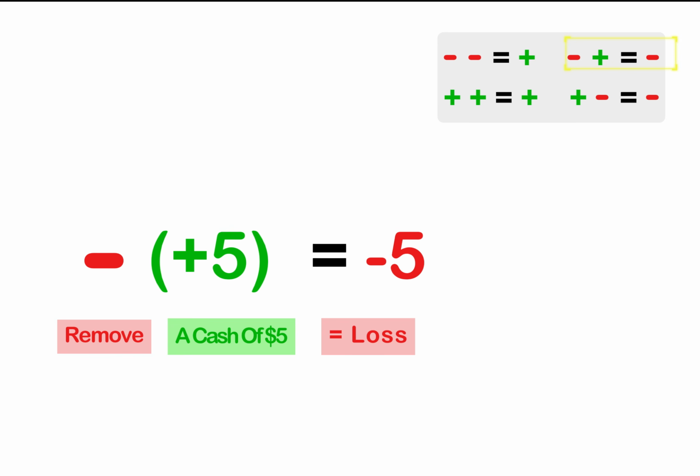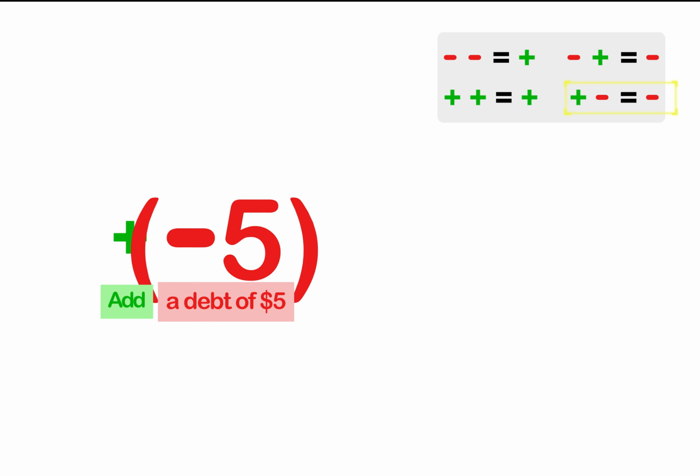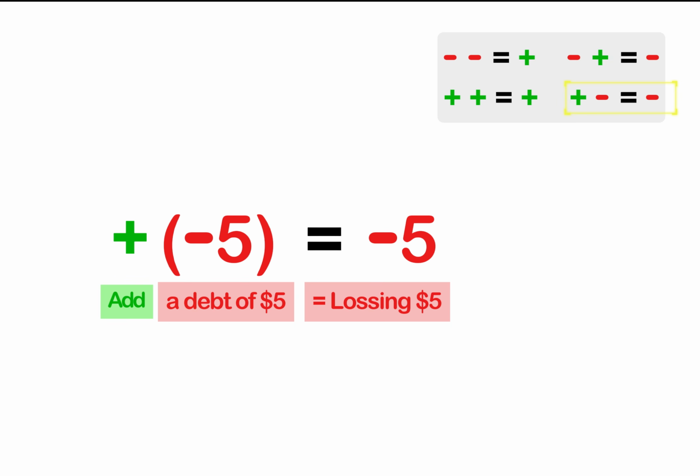So next we have plus minus 5, which means add debt. Adding debt for you means you are losing. Adding debt means a loss, so plus minus is a negative answer. We have example plus minus 5, which means add a debt of $5. Imagine someone added a debt of $5 for you. That person makes you lose $5. So the result is a loss. And plus minus 5 is a minus 5 for you because it's minus 5 from your account or whatever you have.